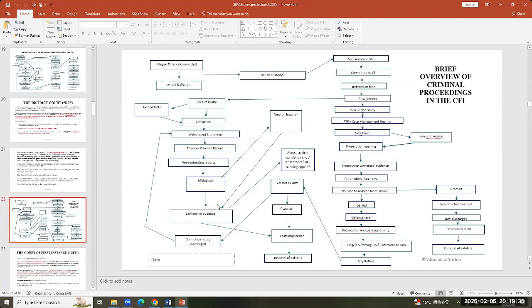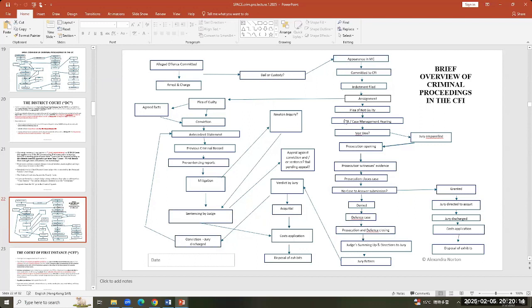And then the CFI. So appearing first in the magistrate's court, the prosecution may apply to commit the case to the CFI. Then, if so, the indictment is filed in the CFI. The indictment is basically the same as the charge sheet. For the defendant's first appearance in the magistrate's court, the charge sheet would have been drawn up by the police. And then if the case is going to be committed to the CFI, a separate indictment would be drawn up. But the indictment just sets out the charge, the offense, and the particulars of that offense against the defendant.